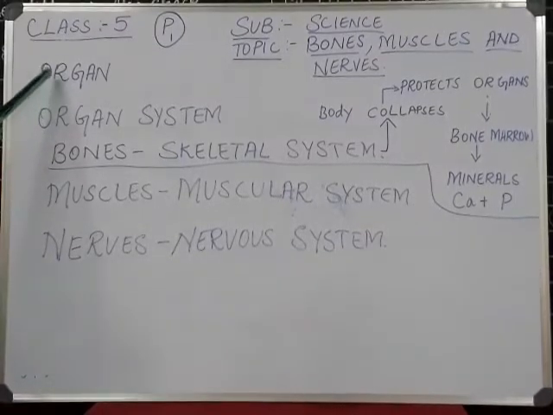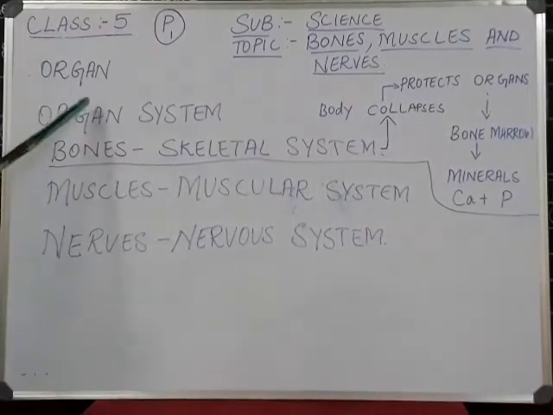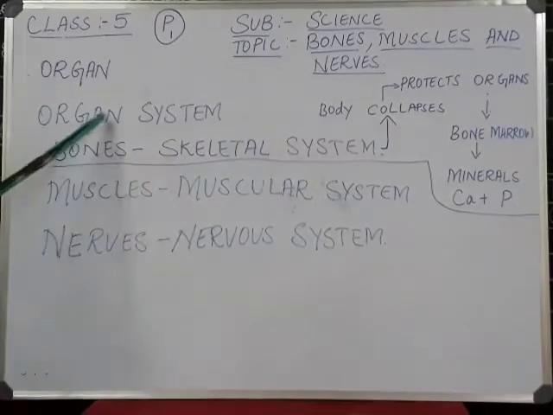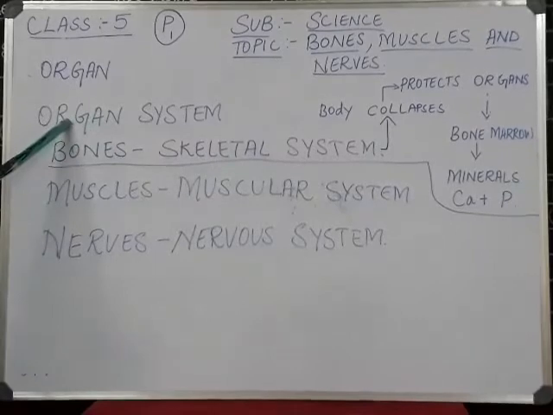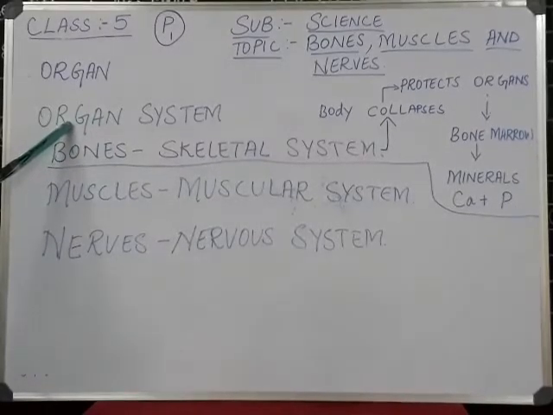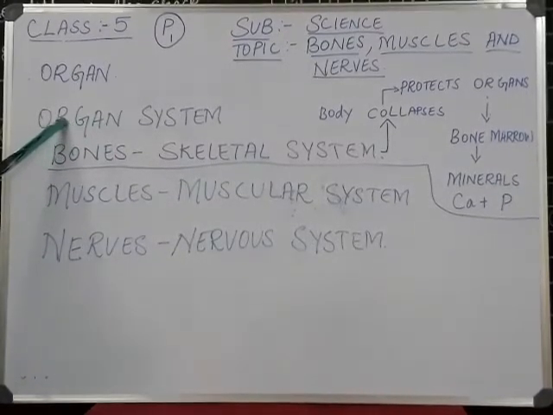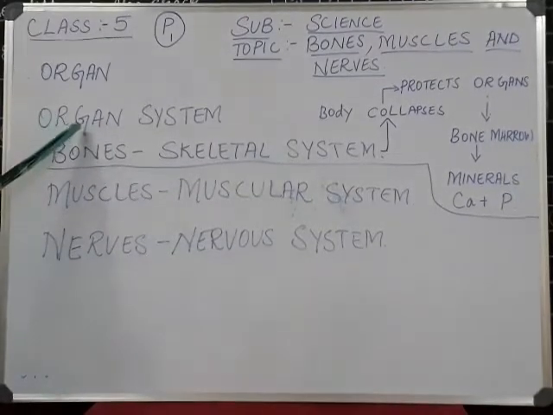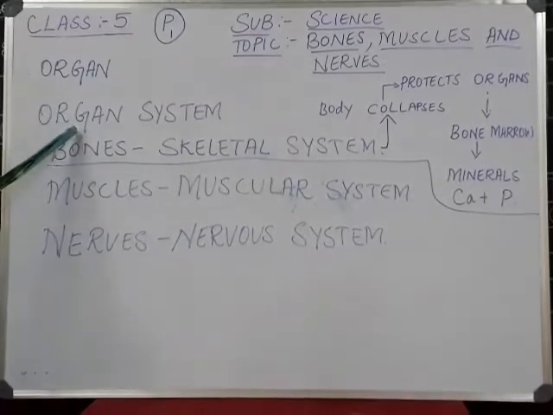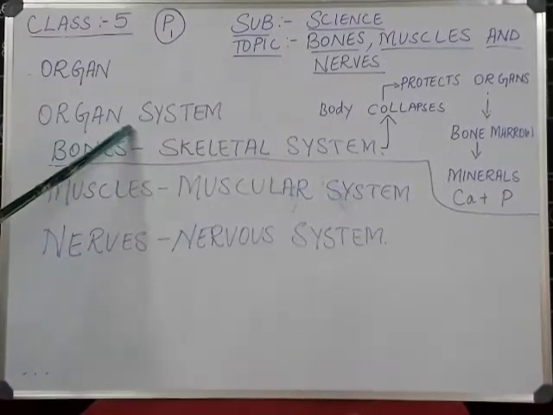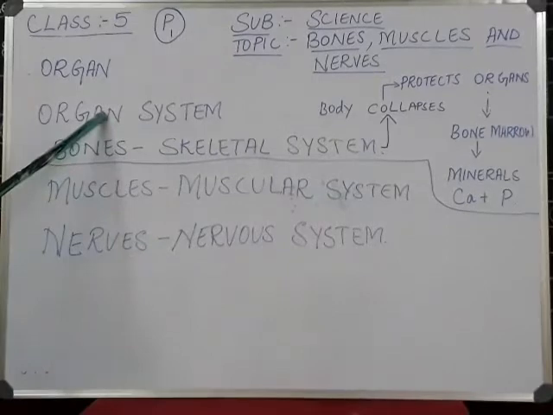So many organs are connected to one another. So it is called an organ system. Organ system means many organs are connected to one another and they cannot do work if even one organ is not functioning properly. So many organs together form the organ system. Did you understand here?